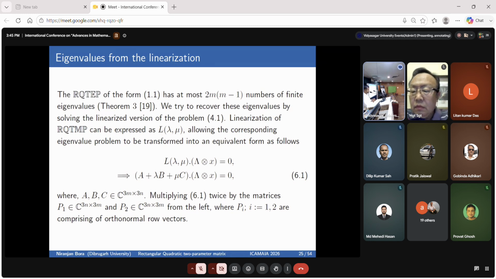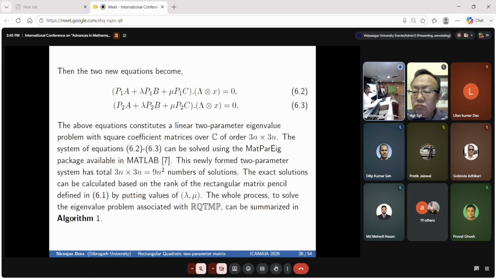We can develop such type of matrices. If we multiply 6.1 by 2 matrices, then this induces a linear two-parameter eigenvalue problem consisting of two equations. Now we have the two equations, and now we can solve it. Now this is a well-known general linear two-parameter eigenvalue problem.